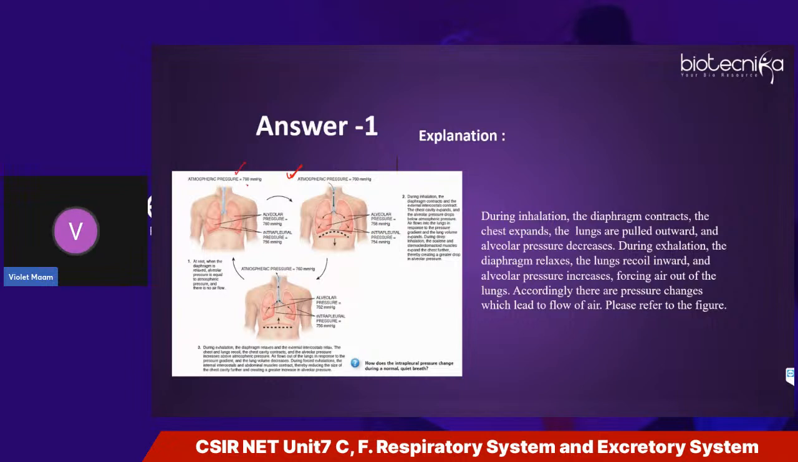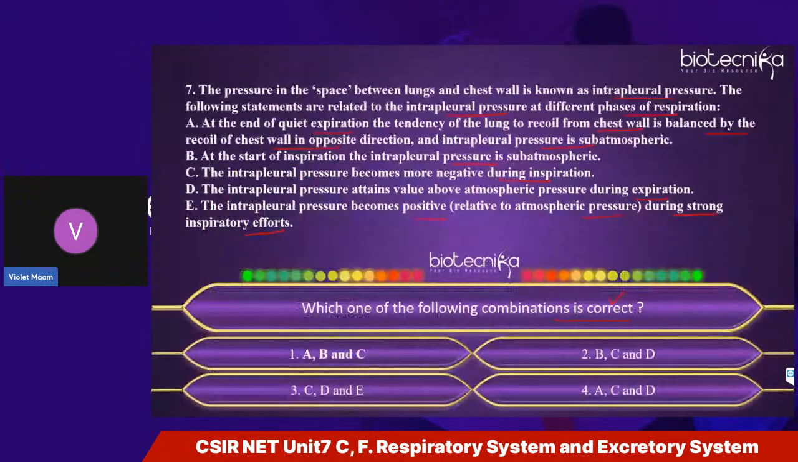Atmospheric pressure is 760, alveolar 760 at rest, intrapleural 756. During inspiration, atmospheric is again 760, alveolar is less, 758, intrapleural 754. And during expiration, atmospheric again the same 760, alveolar 762, intrapleural 756. So I'll go back and read the statement. At the end of quiet expiration, the tendency of the lung to recoil from the chest wall is balanced by the recoil of the chest wall in the opposite direction, and intrapleural pressure is subatmospheric.